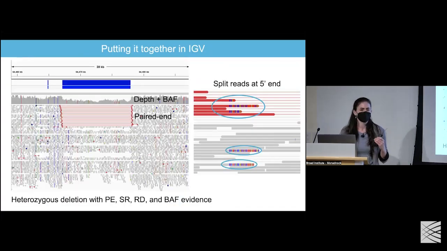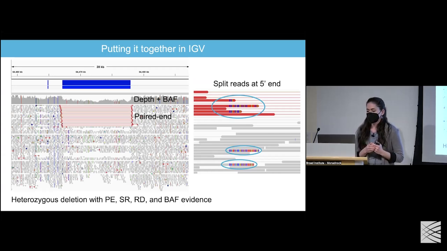So let's put it all together in our real life example in IGV. You can see the SNPs represented in the coverage track at the top. And for all of the SNPs in the deleted region, you can see that the allele fraction is 1. So in fact, this heterozygous deletion has all 4 types of evidence.